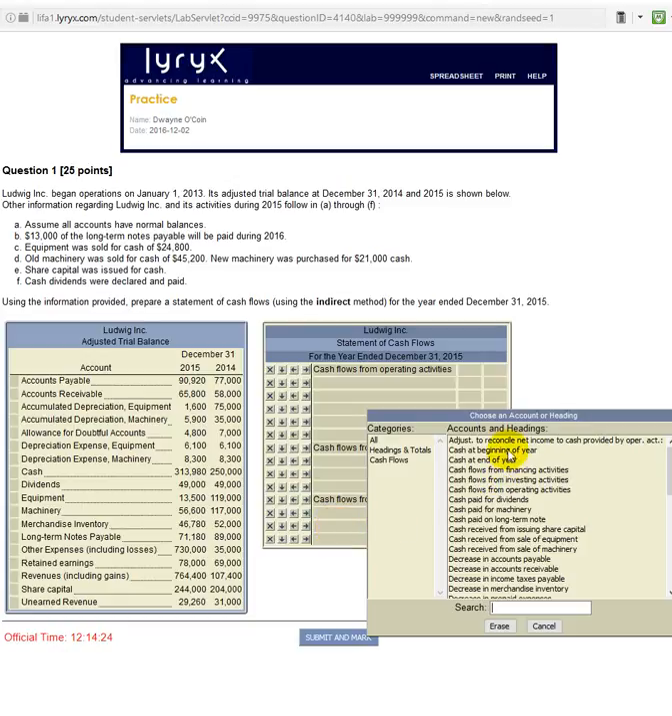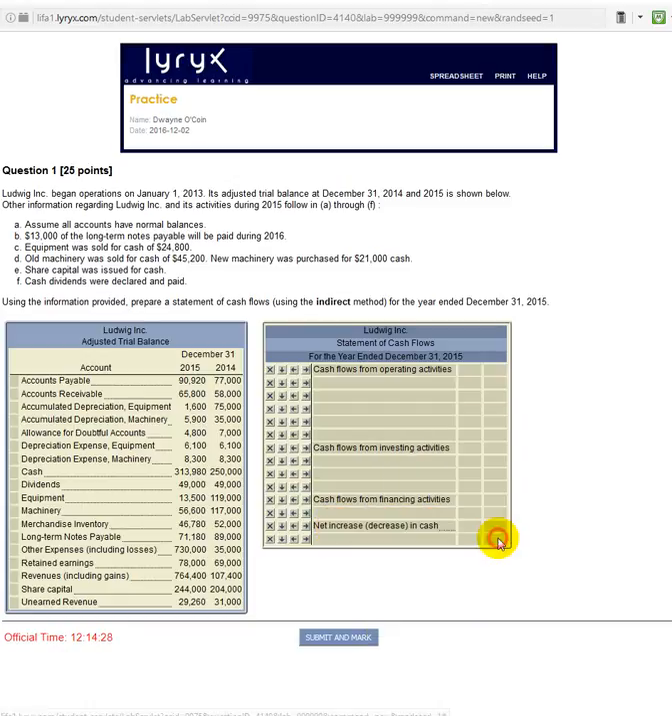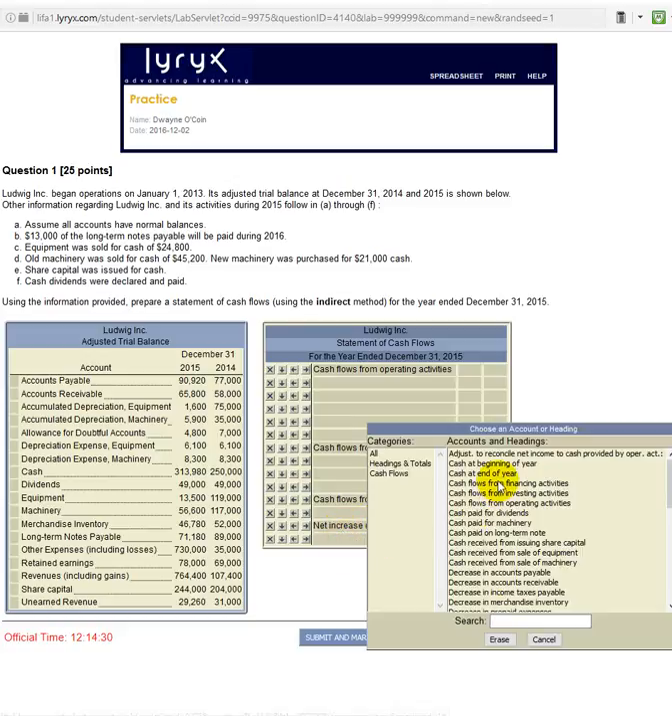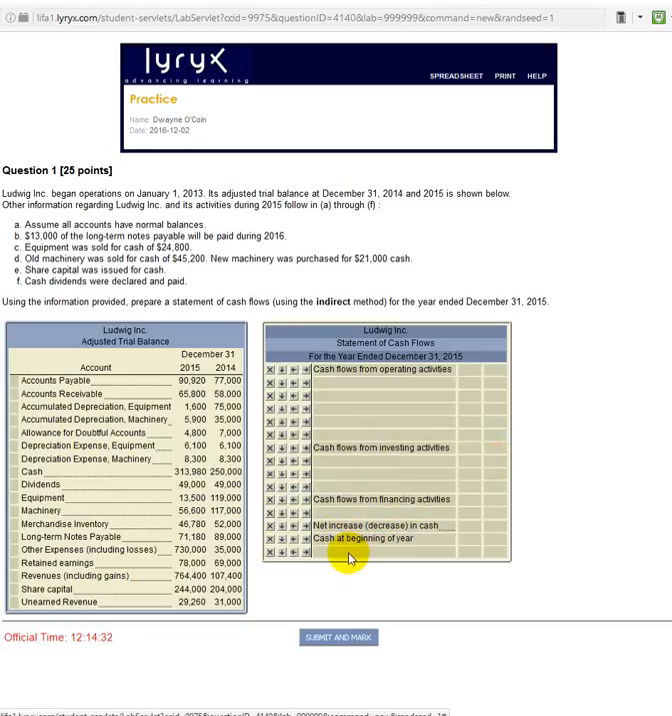The first heading is net increase, decrease in cash, and then we have cash at the beginning, and that reconciles to cash at the end. And that's pretty much all we can build into the calculation at this point.